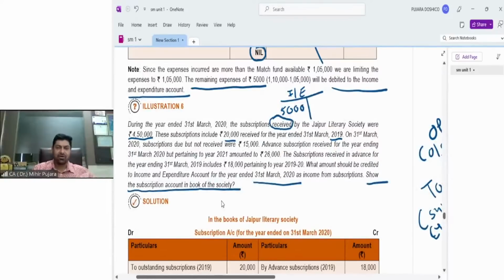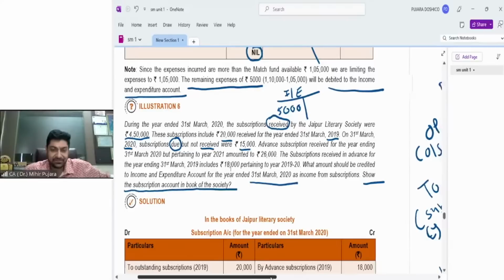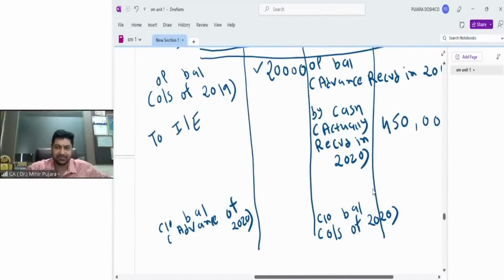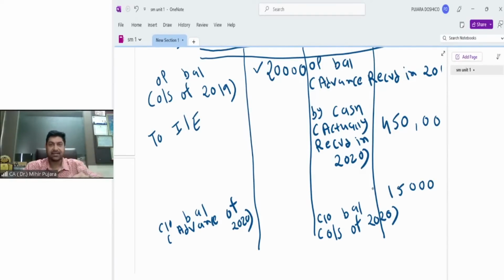Okay. On 31st March 20, subscription due but not received is 15,000. Due but not received means outstanding, receivable, right? 15,000 is an outstanding of current year. Yes, guys? 15,000 is outstanding of current year, right?